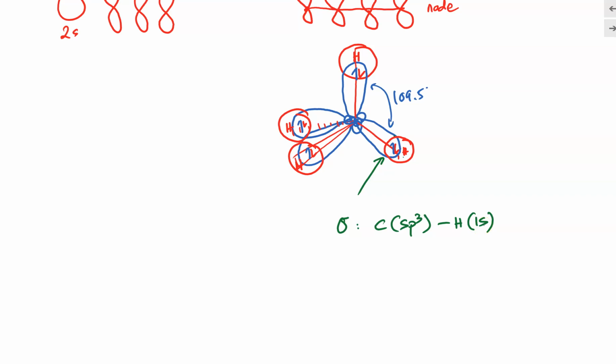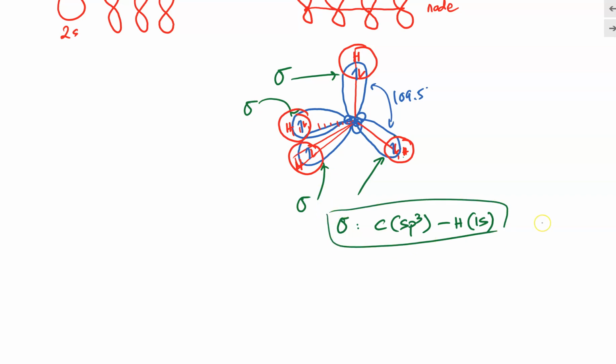So in this case right here, we have 4 sigma bonds. Another one right here, and another one right here, and another one right here. So all of these would be sigma bonds, and this is how each of them would be labeled.